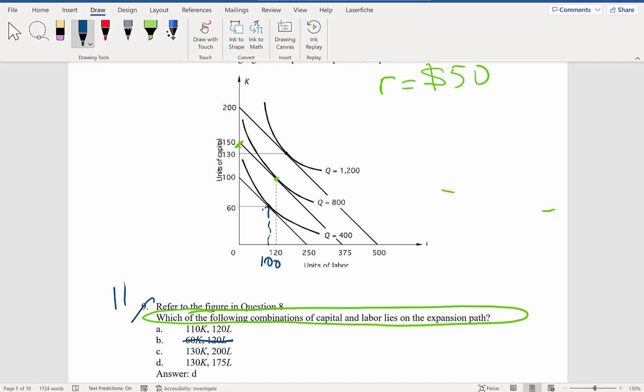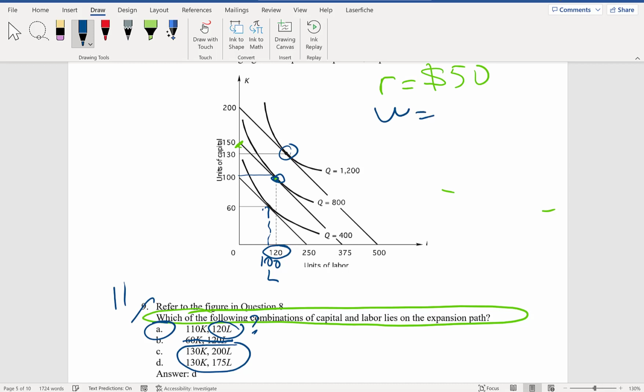What else? So the one with labor 120. Is this 110? I don't know. This could work. 130 to 200. Okay, so let's see that actually lies on the expansion path here. 130, 175. So I'm going to see if the first one lies in the expansion path, if this one corresponds to that point.